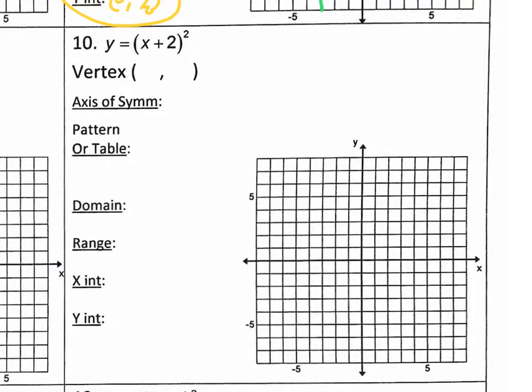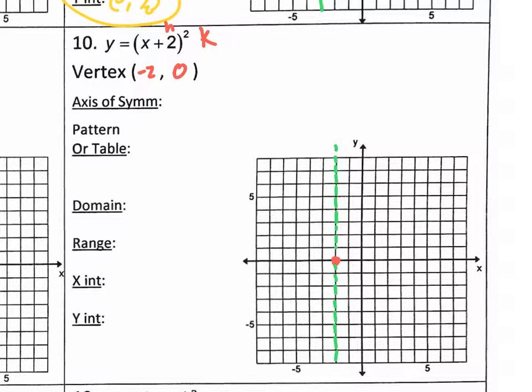Number 10, what's the vertex right there, guys? What's a vertex? H and K, think opposite on H. -2 and 0. Let's go to -2 and 0. Let's put a dot right there. Let's draw our axis of symmetry equation right through that dot.